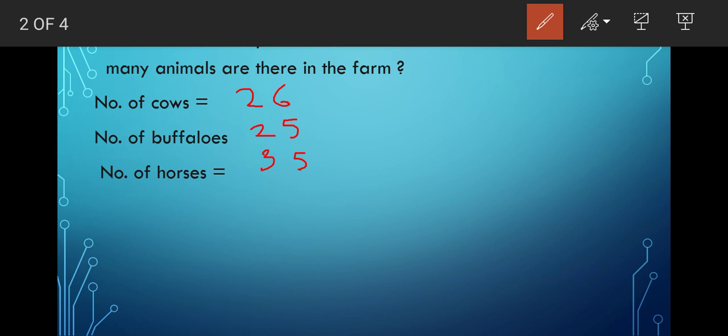So what is that? 26. Let us add these things in the rough part. 25 and 35. How much are we getting, students, here? 5 plus 5, 10, plus 6 will be 16, 6, 1 carry, isn't it? So 2, 2, 4, 5, 6, 7 plus 1 is 87. How many animals are there? 87, right?